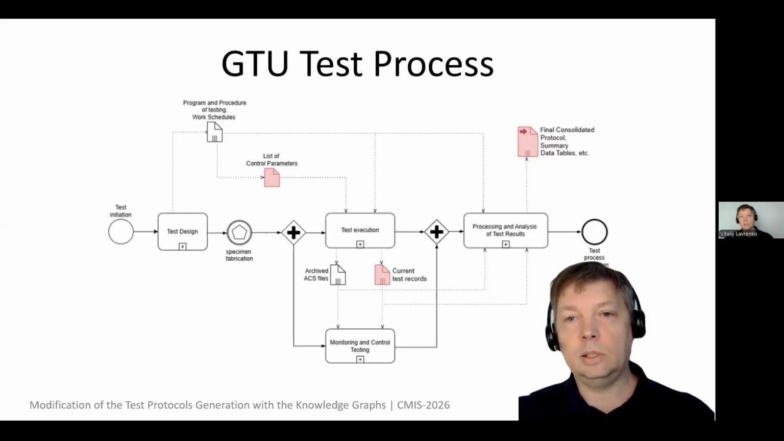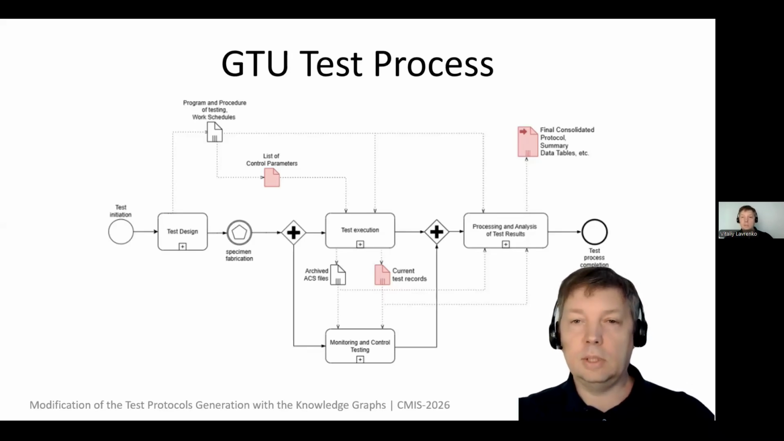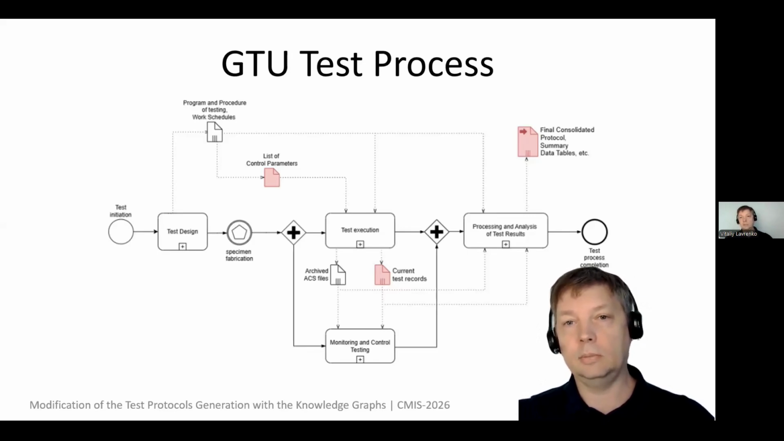The accumulated data, often referred to as raw, must be processed and structured to prepare reporting documentation. This includes inspection reports, current test records, consolidated protocols for each stage, and summary data tables for operational documents such as passports and technical forms. A simplified GTU test process is shown in Figure 1 as a BPMN-based diagram illustrating the flow of reporting documentation.